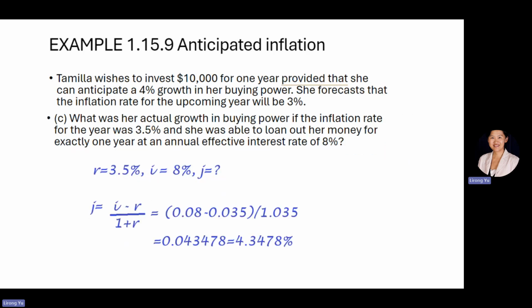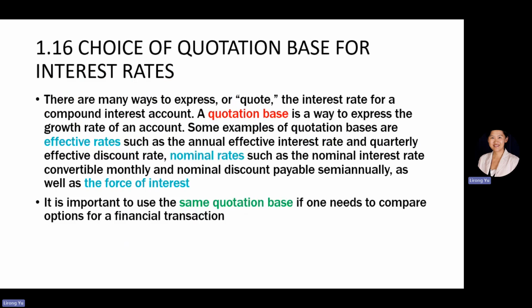The last question, C. Let's see, what was the actual growth in buying power if the inflation is 2.5% and interest is 8%? So that would just be the calculation of J. I think that's pretty much all we have.